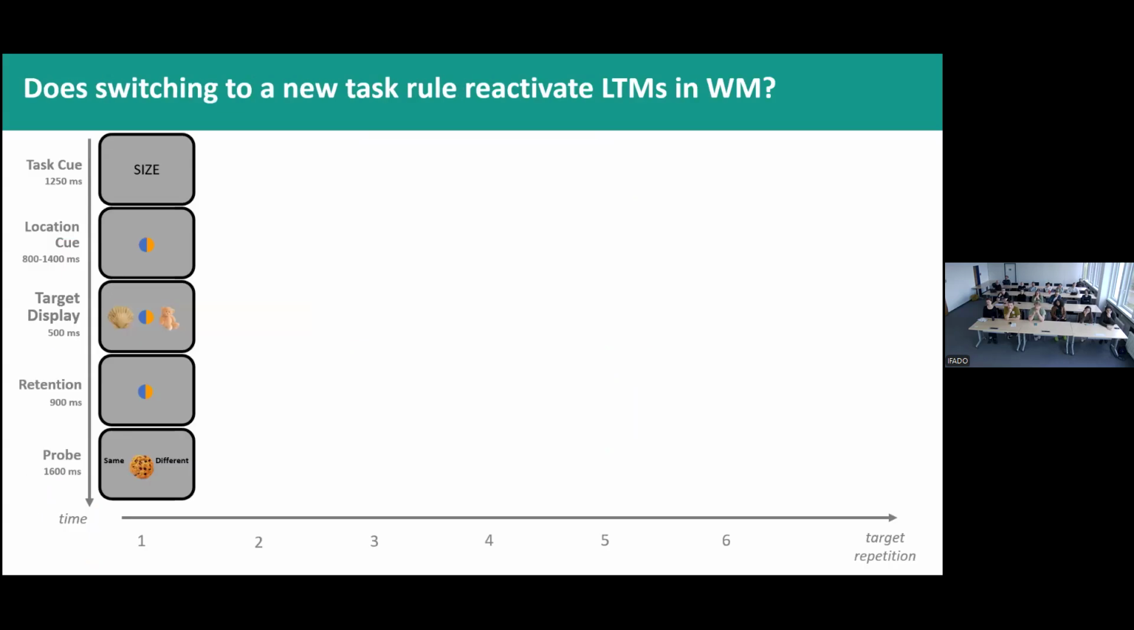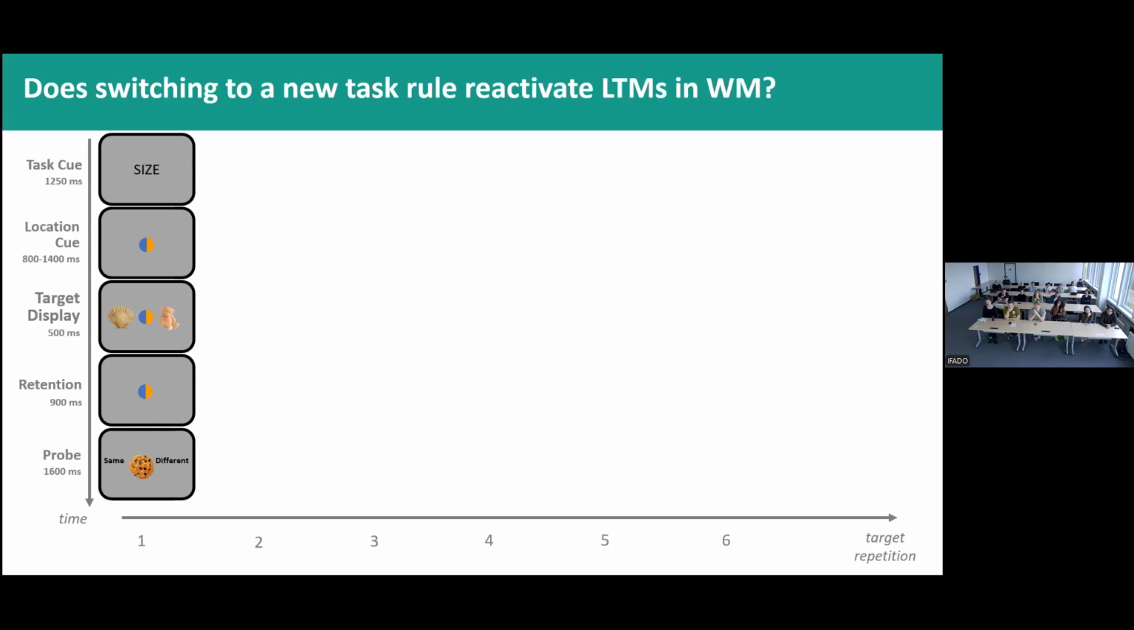Here is the procedure. First, participants were given a task cue, which was either recognition or size. Then they had the location cue that we talked about earlier. It was either the blue side or the yellow side that showed the correct memory item. And in this case, I think it was the seashell. And then after a retention interval, participants were given a probe and they had to indicate if the real life size of the probe item matches the real life size of the memory item.